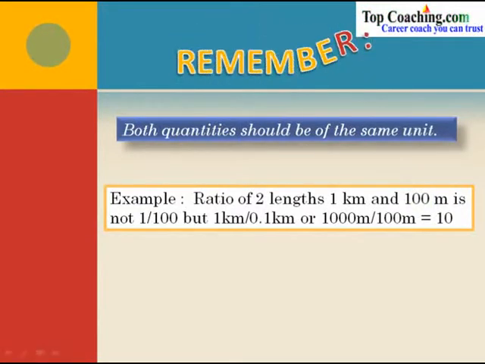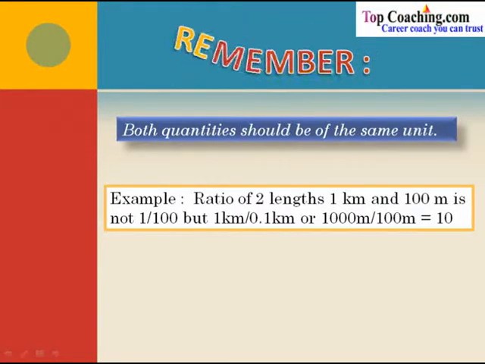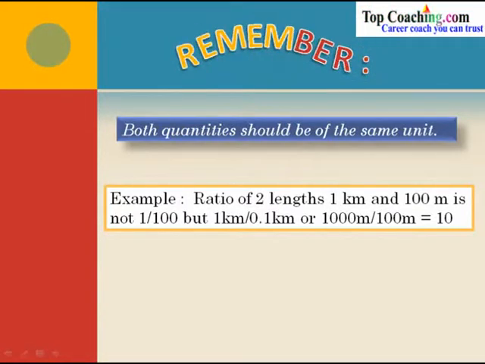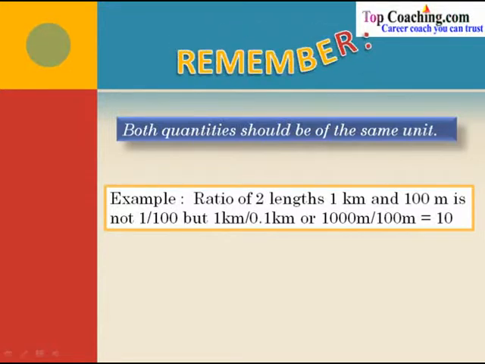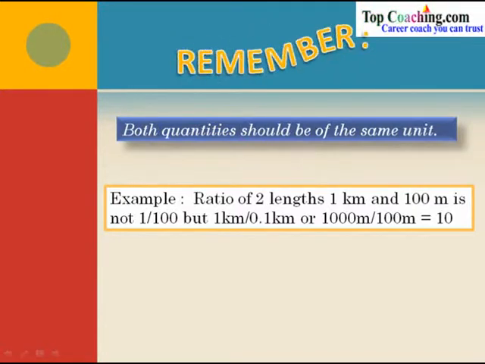If we convert it into meters, what do we get? 1000 meters by 100 meters is equal to 10, or we can express this in kilometers. So this would be 1 divided by 0.1 kilometers, which is equal to 10. So in both the cases we get the answer as 10. The ratio of this quantity to this quantity is equal to 10. Also, the units get cancelled. This is meter, but the answer is only 10.